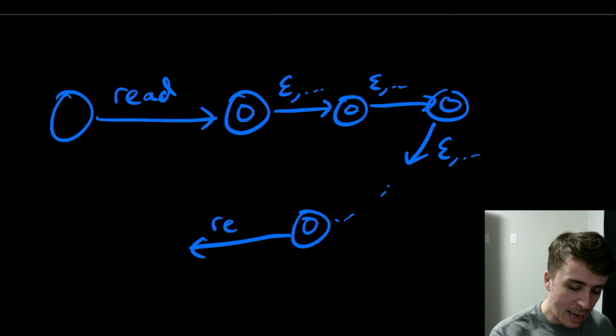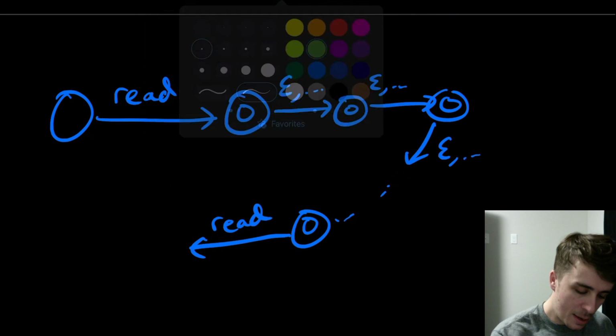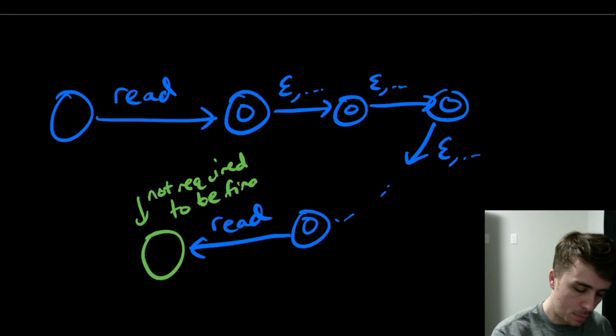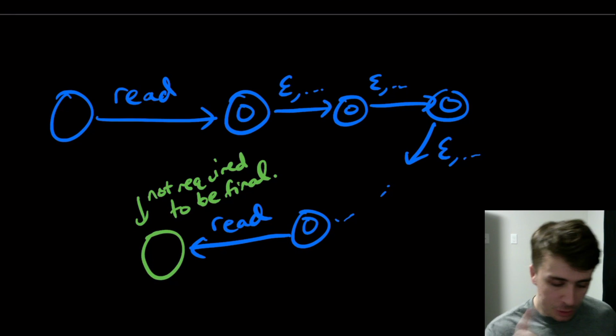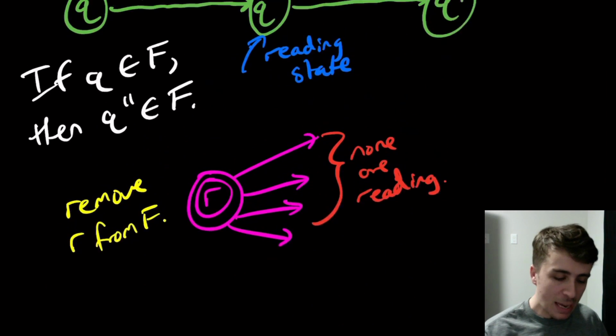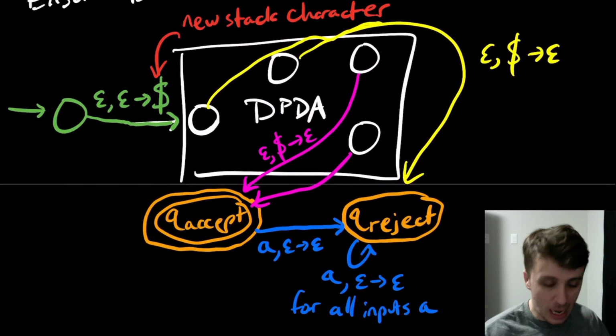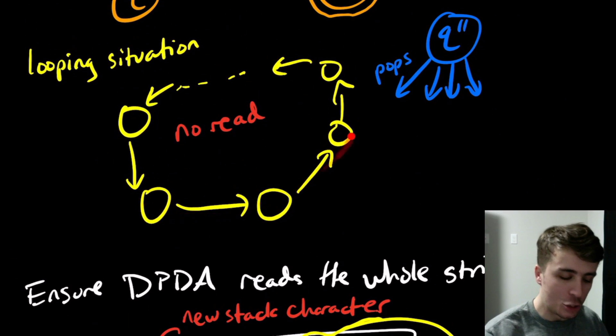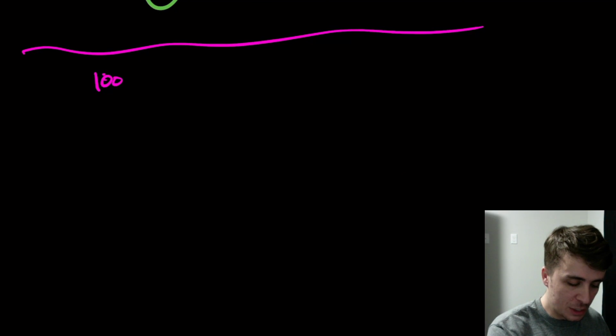But then if we encounter a reading transition, then the state that we enter, this one is not required to be final. Okay, there's actually one thing that we need to fix first, which is I didn't actually ensure, because I forgot, to ensure that we read the whole string because of this looping situation thing. I forgot about that, sorry. So let's talk about the looping situation first. I mean last. So let's talk about this looping situation.